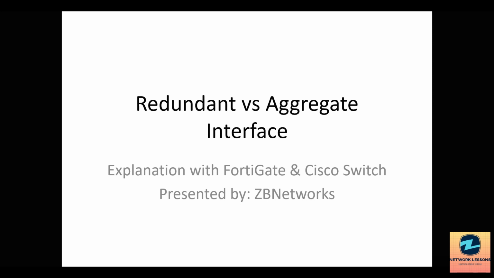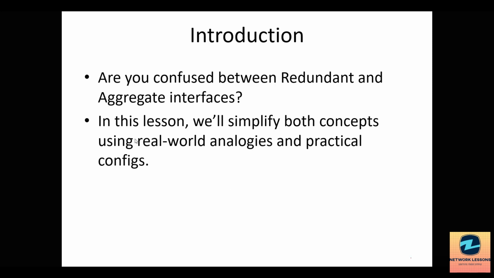And in this lesson, we are going to learn two important but simple networking tricks, which are redundant interface and link aggregation, which we'll be using on the FortiGate and the Cisco switches. And don't worry, I will explain everything in a step-by-step manner. So let's start with the basics. A redundant interface is like having a backup cable: one is active and the other one waits silently in case the first one fails.